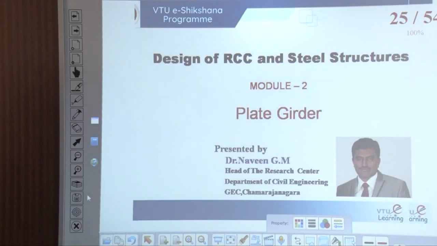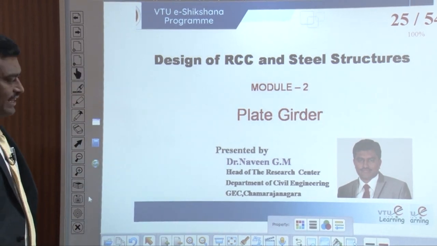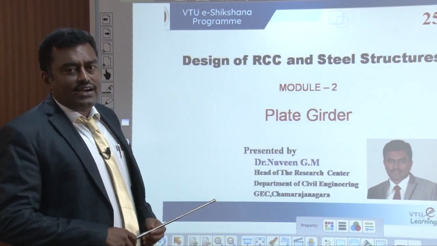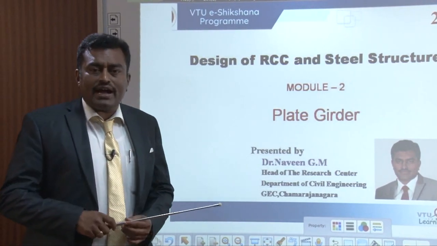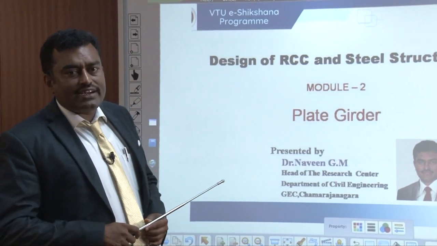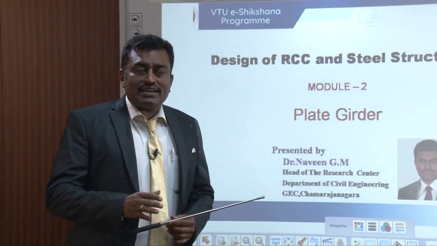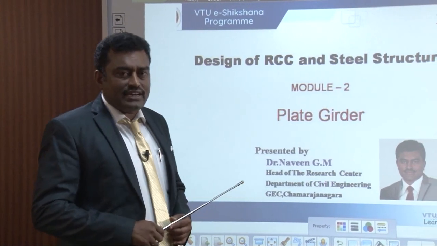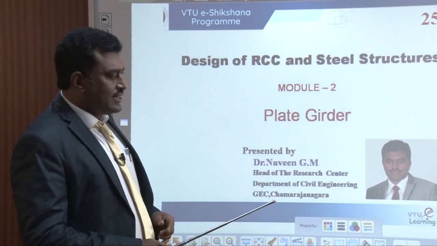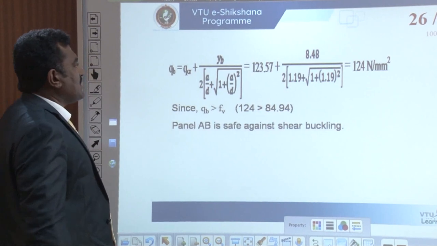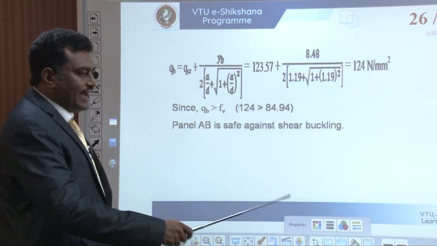In your previous session, we saw how the plate girder is designed up to the web checks. In that, the flange width and depth and the web thickness and depth were fixed. For necessity, the stiffener spacing was discussed in the previous session. Today's session is a continuation of that.